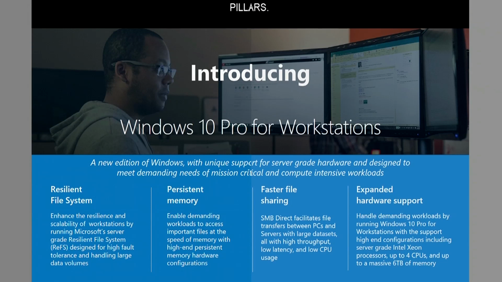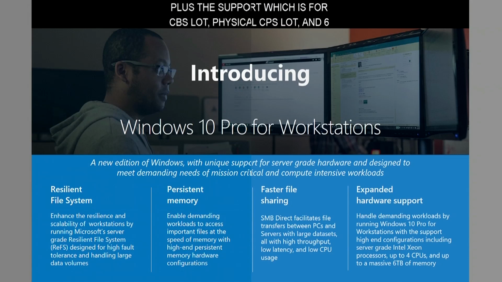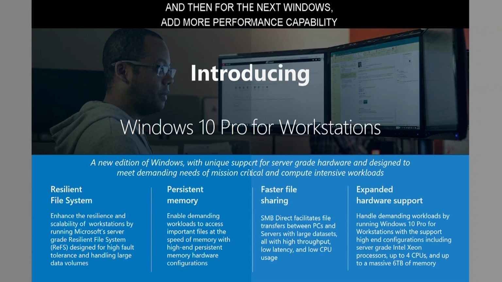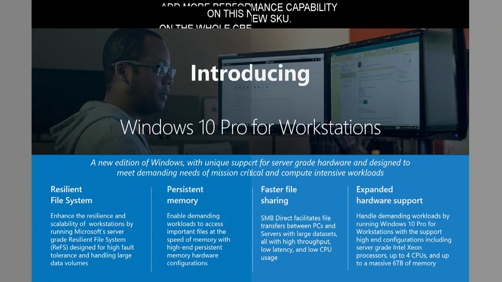grade hardware. One is ReFS, persistent memory, faster file sharing, and expanded hardware support, which is physical 4 CPU slots and 6 TB memory. So we will keep investing in this new SKU, and for the next Windows release, we will add more performance capability to this new SKU. But in RS3, the whole Creators Update, the main target is enabling server grade hardware.